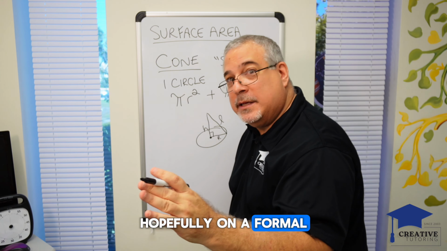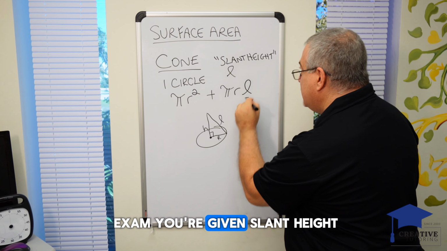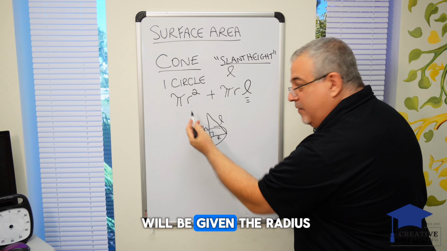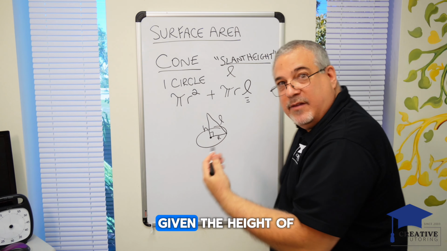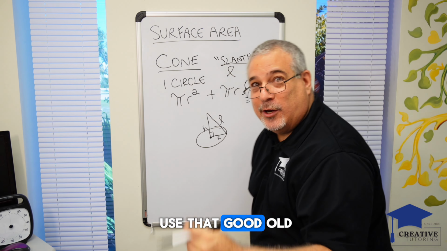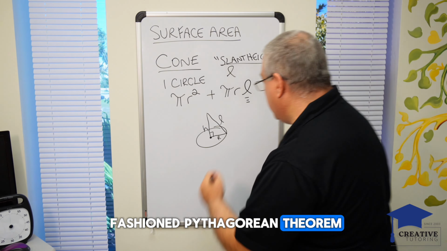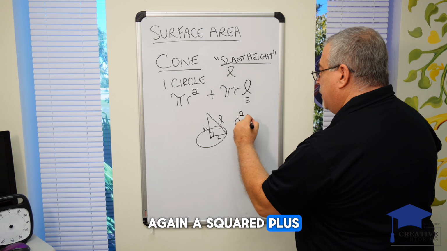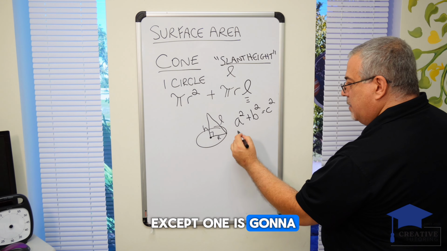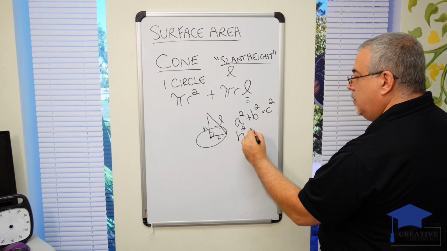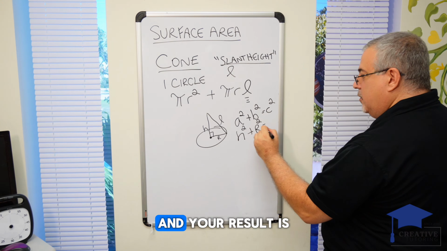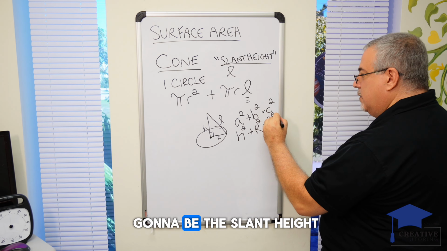Hopefully, on a formal exam, you're given slant height, but if not, you will be given the radius and you will be given the height of the cone, and we're just going to use that good old-fashioned Pythagorean theorem again. A squared plus b squared equals c squared, except one is going to be the height of the cone, one is going to be the radius of the circle, and your result is going to be the slant height.